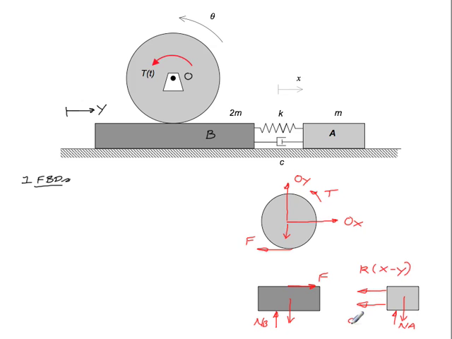Same way with the dashpot force. If we write this as C times X dot minus Y dot, then the dashpot force is pulling back to the left whenever X dot's larger than Y dot. And then from Newton's third law, we have an equal and opposite force, or set of forces, on B. I think that's it. So now let's write down our Newton-Euler equations.